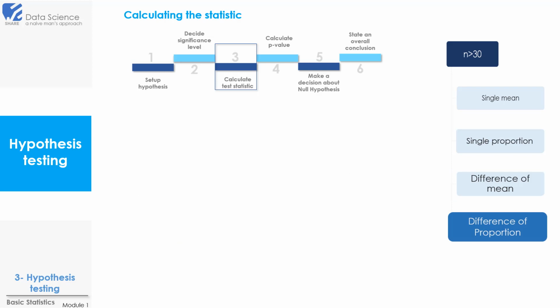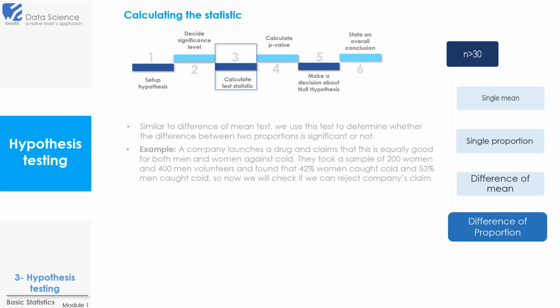Now the last test in this category is for the difference of proportion. Again, similar to the difference of mean test, we use this test to determine whether the difference between two proportions is significant or not. Let's take an example for this as well to understand it better. So a company launches a drug and claims that this is equally good for both men and women against cold. They then took a sample of 200 women and 400 men volunteers and found that 42% of women caught cold and 53% of men caught cold. Now we will check if we can reject the company's claim.